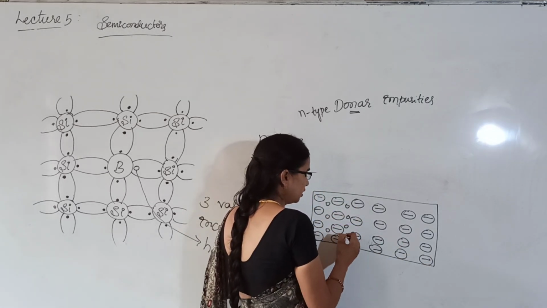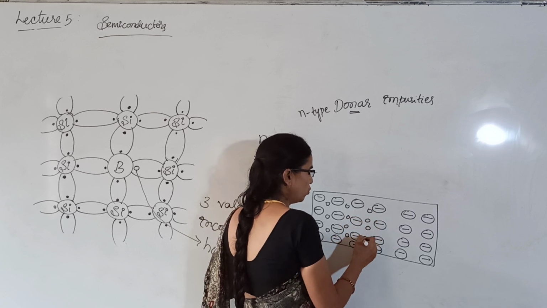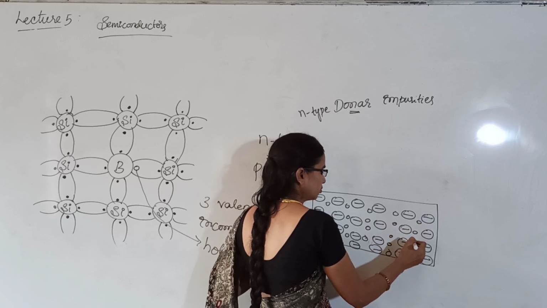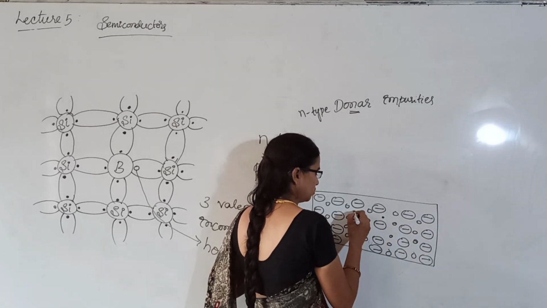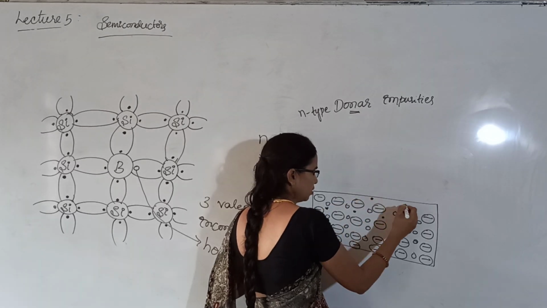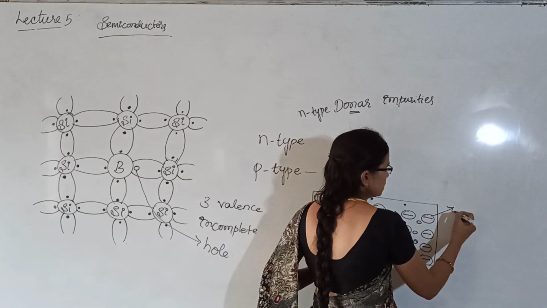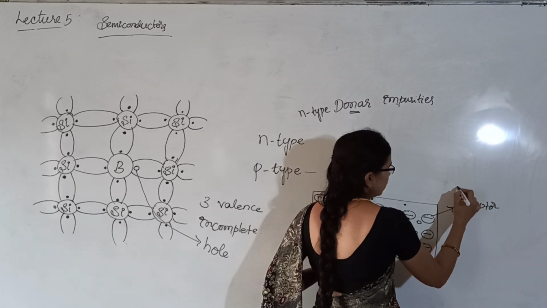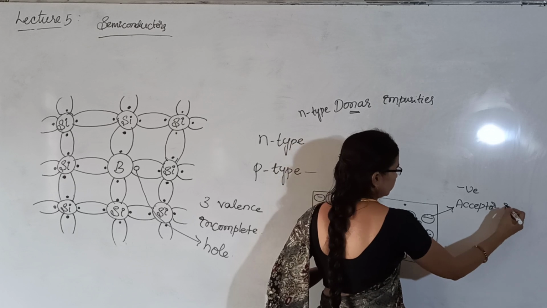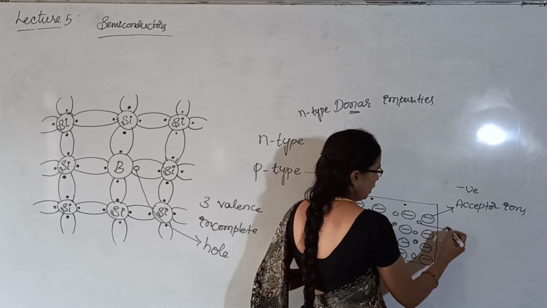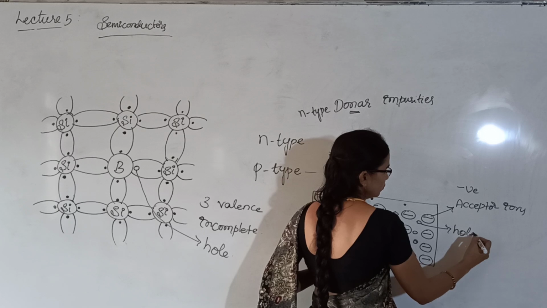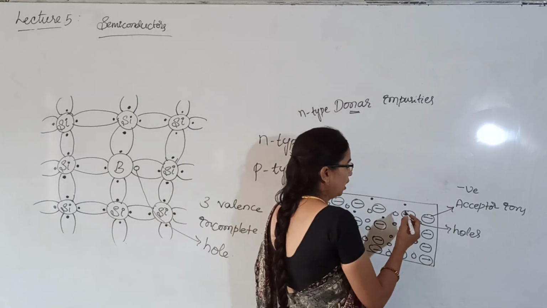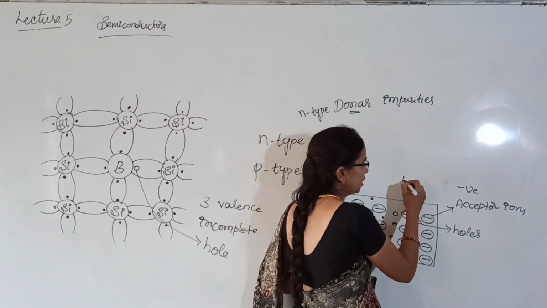In p-type semiconductor, there are an excess number of holes than electrons. So these are called acceptor ions. You can also call them negative acceptor ions. And there are holes, which are the majority charge carriers in p-type semiconductors, and electrons are minority charge carriers.